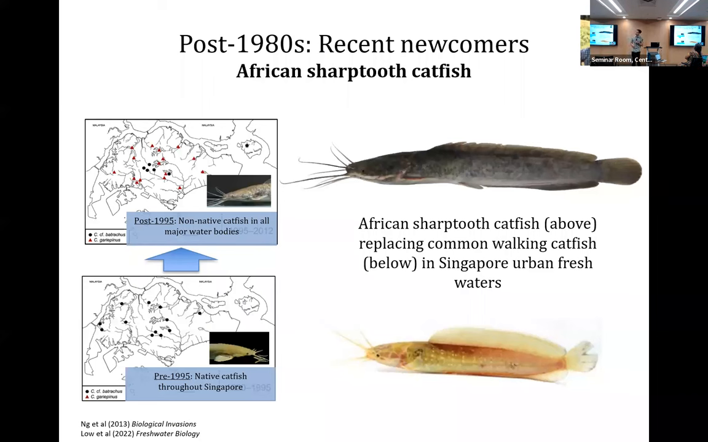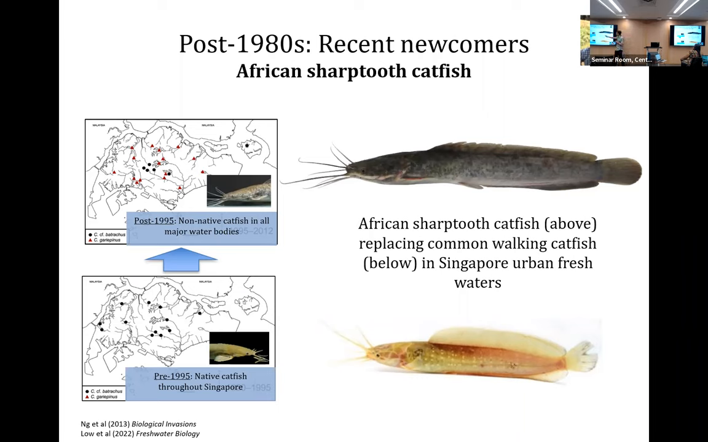Another of the recent newcomers is this African species of catfish. The African sharp-toothed catfish has replaced our local native species, the common walking catfish, in Singapore's urban freshwaters in many, many places. So let me see, pre-1995, you can see that it was mostly our native walking catfish. Our native walking catfish goes to about 30 cm, 40 cm at most. The African one can go to about 1-point-something meters, but they're the same genus, right?